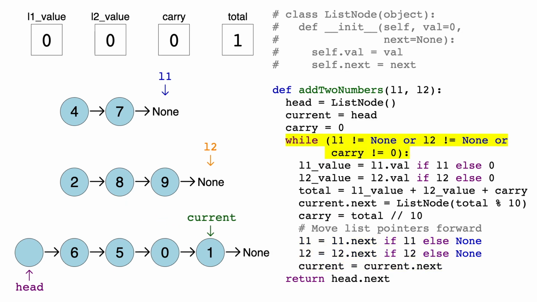Now when we check our loop condition, we see that all three conditions are false. L1 equals None, L2 equals None, and carry equals 0. So we'll exit the loop and just return head.next, which points to this node, and we are done.